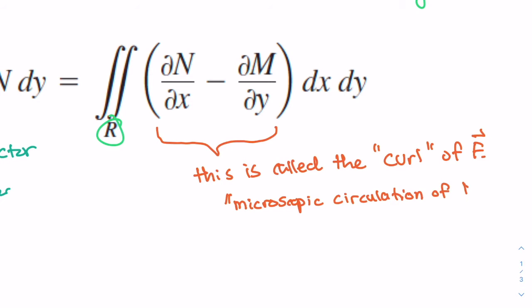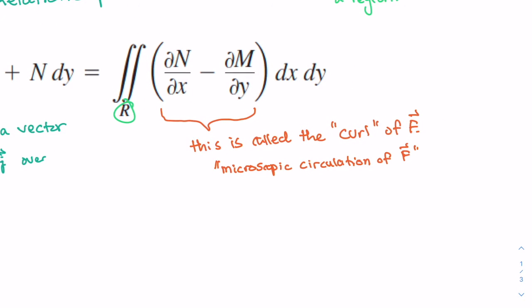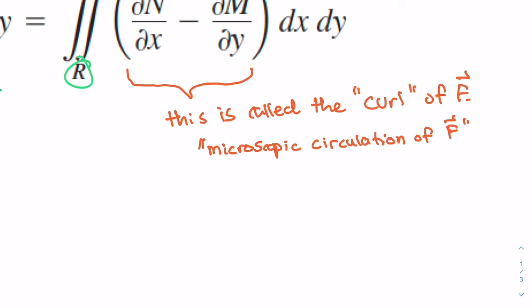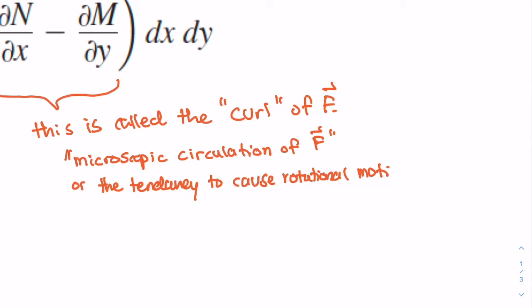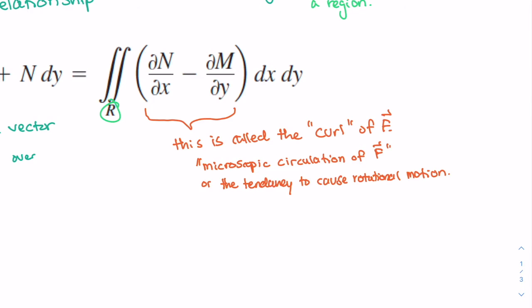of f, right? And so basically the curl of a vector field is the tendency for it to cause rotational motion. So the partial derivative of the n component of f with respect to x minus the partial derivative of the m component of f with respect to y, that gives you the curl of f.